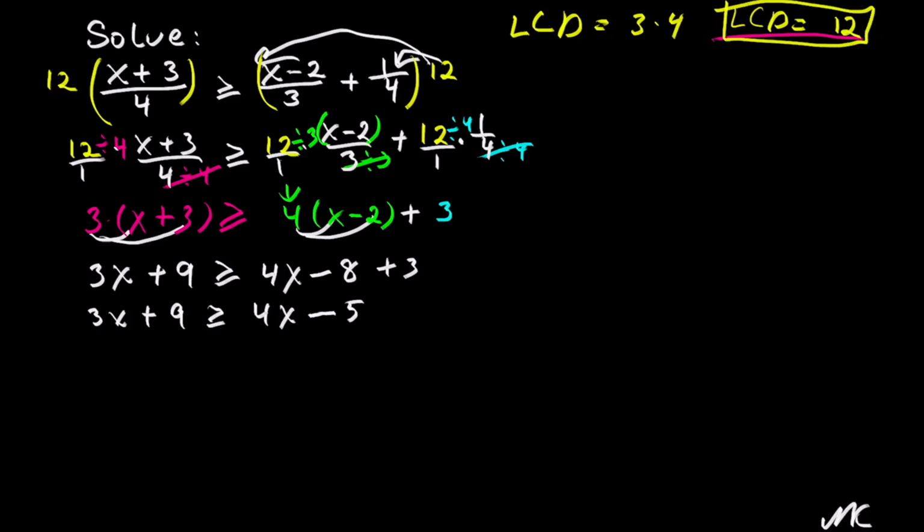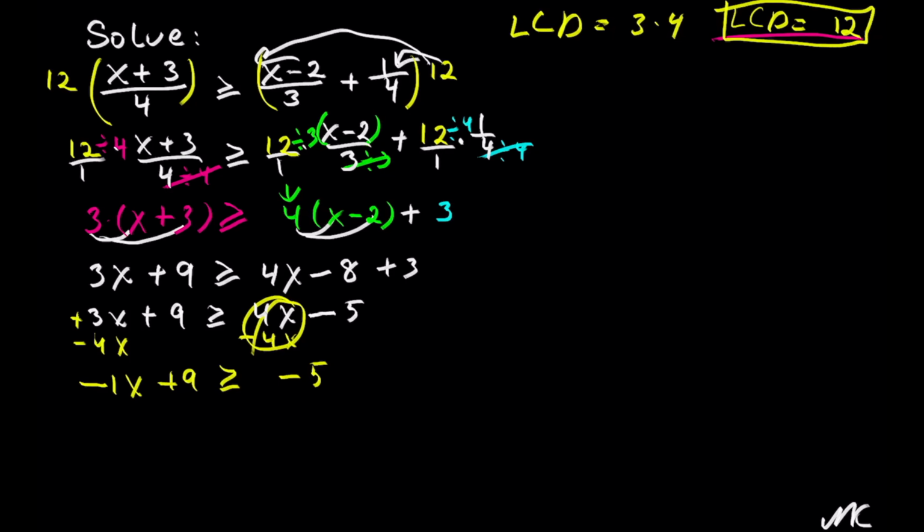Now we can begin solving. So let's get the x's to the left side of the inequality by subtracting 4x from both sides. And we get 3x minus 4x. We have more negatives, so the difference will be negative 1x plus 9 greater than or equal to, this adds up to 0, so we have negative 5 on the right. We have negative 1x plus 9 is greater than or equal to negative 5.